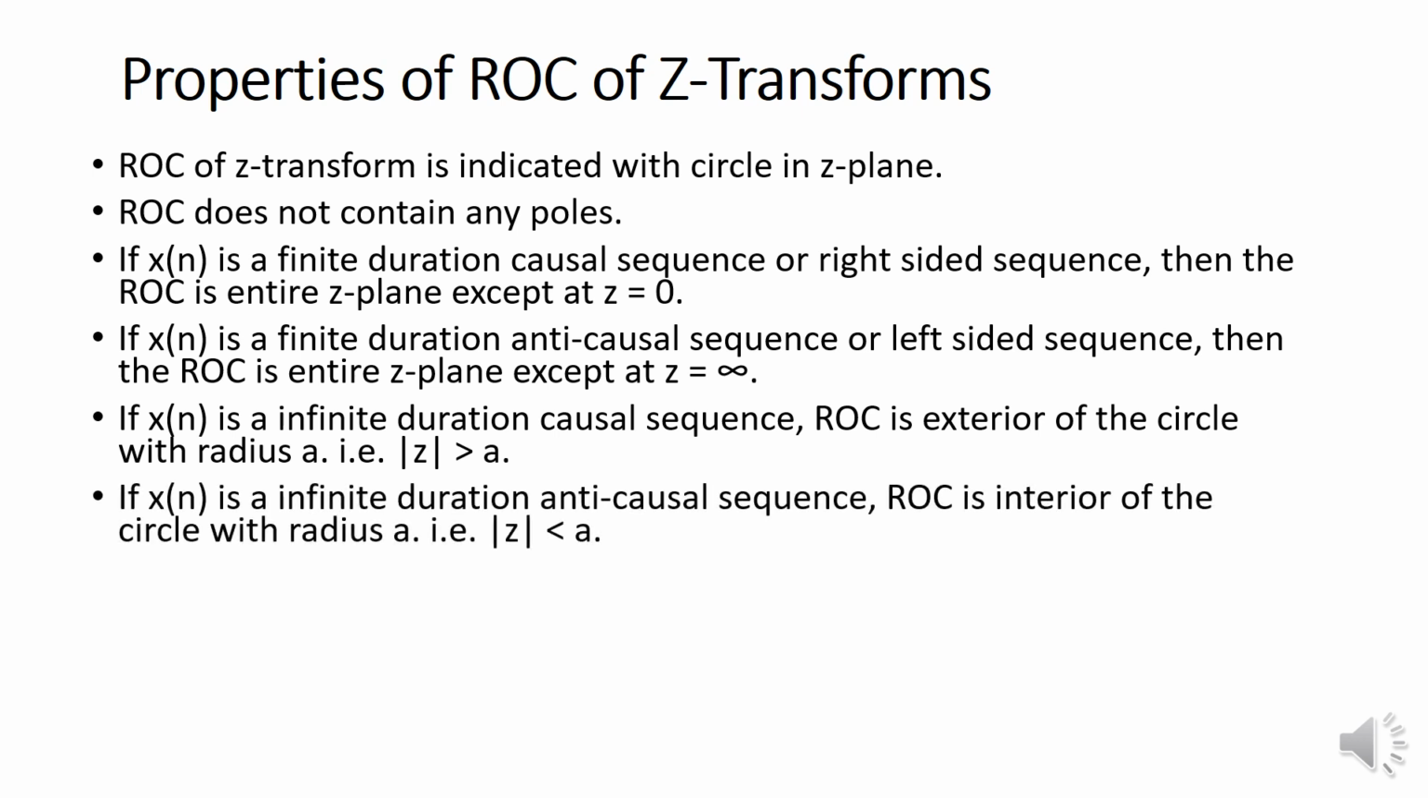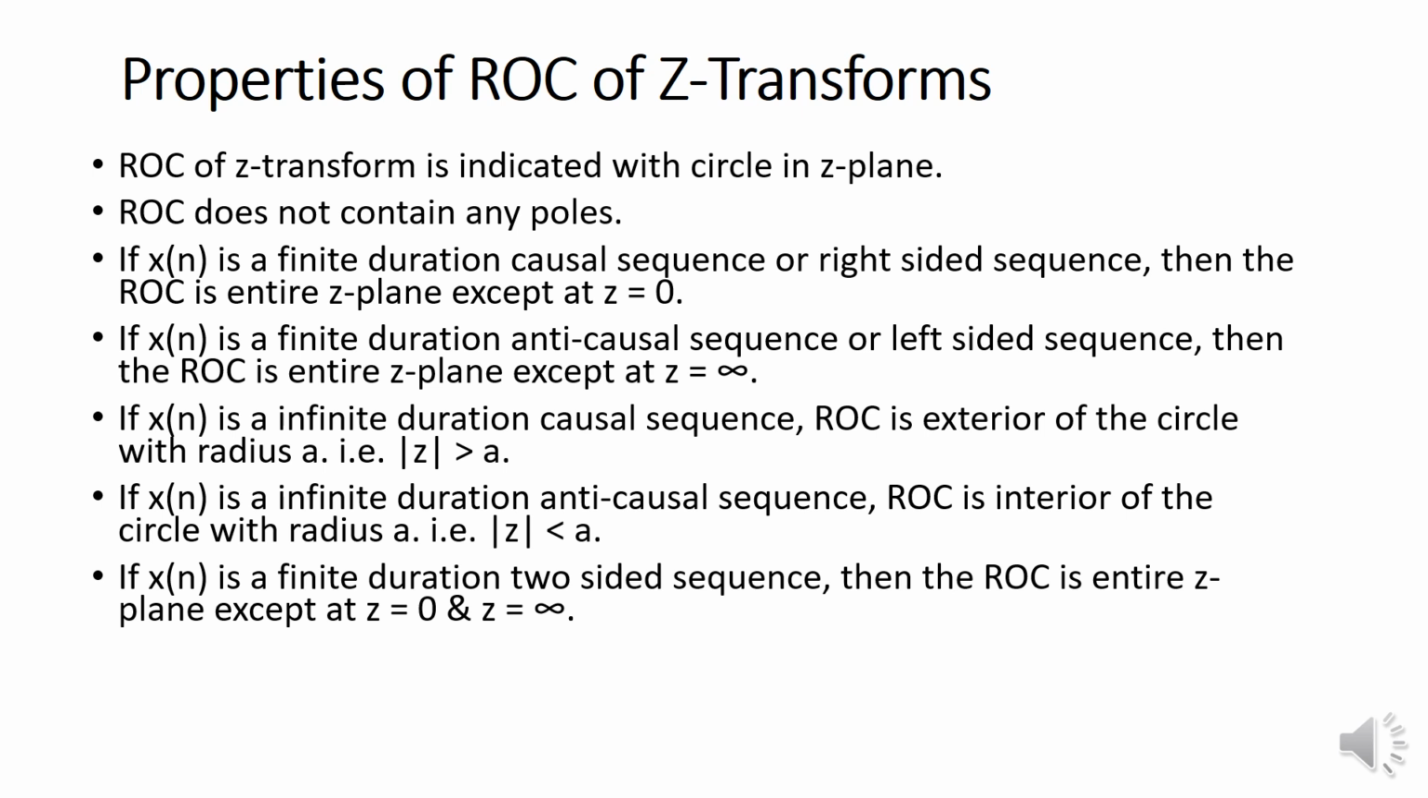Then x[n] is infinite duration, again anti-causal. Anti-causal means left-hand side. x[n] will exist for n equals 0 and n negative. So the ROC is the interior of a circle defined as magnitude of z equal a. So the ROC will be magnitude of z less than a, that means the interior of the circle. We'll see this when we are explaining the rest.